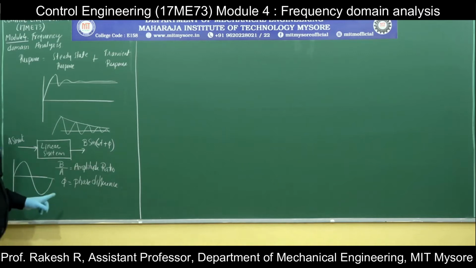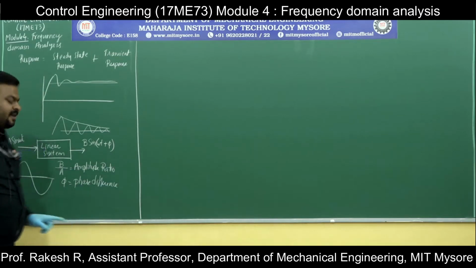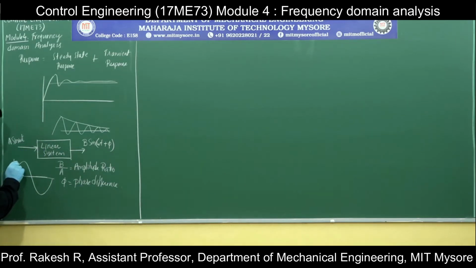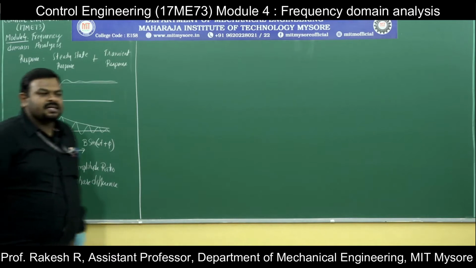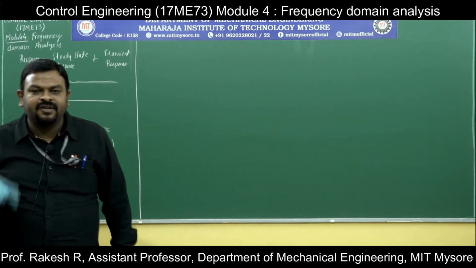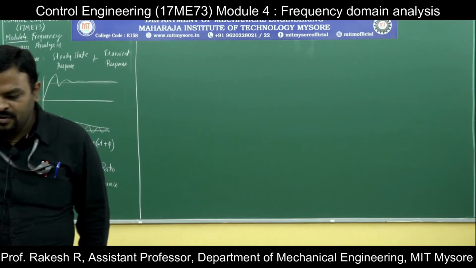Input is a sinusoidal, A sin omega t, but in the output there will be a shift. This is also a sinusoidal. This shift we will call the phase angle, and the magnitude of the input is A and the output magnitude will be B. This is exactly what the response curve of frequency response analysis looks like.